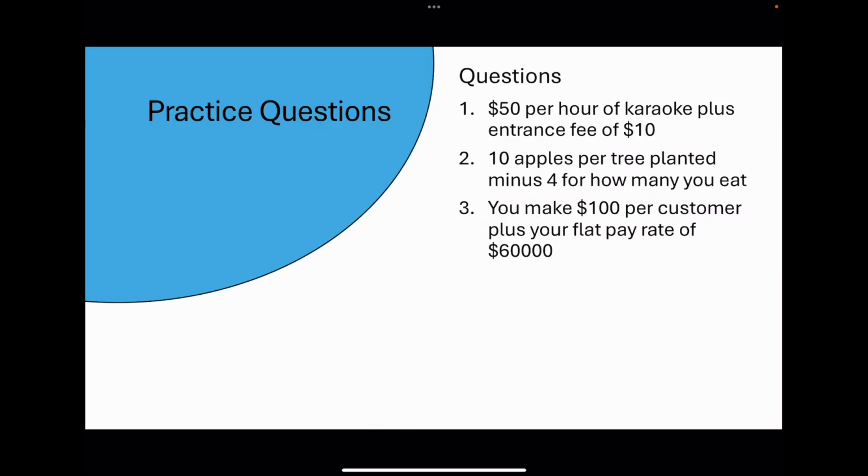Practice questions. Write out the formula that describes the answer to the questions. Pause the video to do it. I'll reveal the answers in 3, 2, 1.